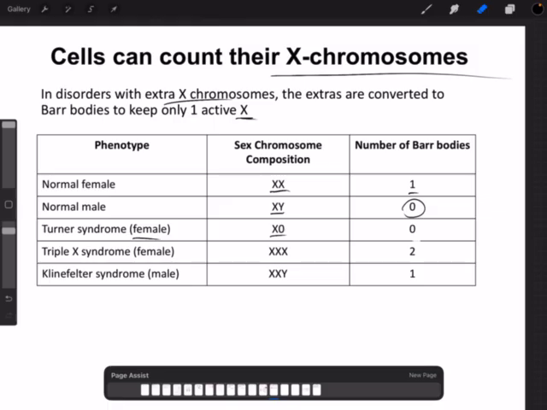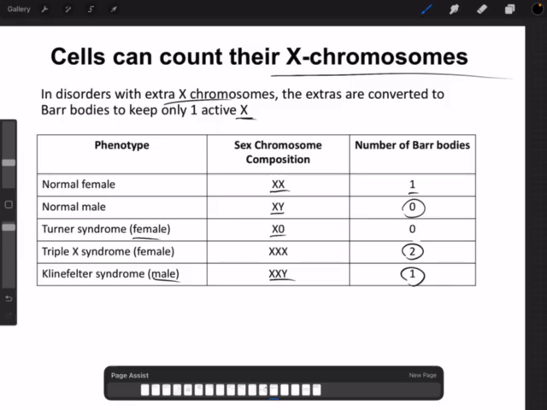Here's where I think it gets interesting. Triple X, 3 X chromosomes, 2 bar bodies. So even if there's 3 X chromosomes, the cell keeps only one of them active somehow. Right, so the cells are able to count the number of chromosomes. Klinefelter syndrome, phenotypically male, XXY, will have a bar body, right? So males don't usually have bar bodies because they only have 1 X chromosome. So at the end, the cells are somehow only keeping 1 X chromosome active, no matter how many X chromosomes there are, which I think is kind of interesting.